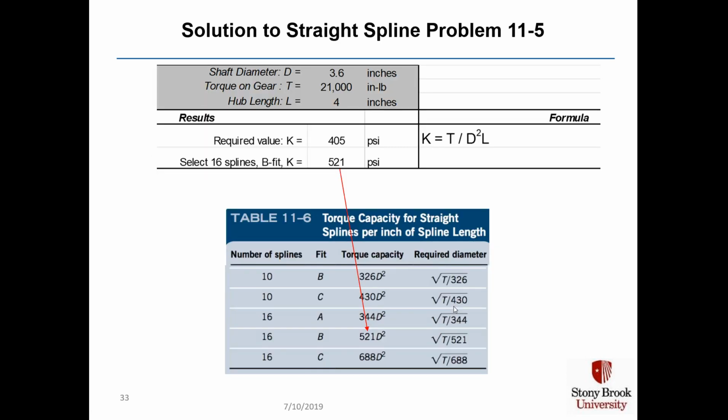That's what we're designing. We know the shaft diameter D is 3.6 inches. The torque on the gear T is 21,000 inch-pounds and the length is 4. The required value K is 405 because K equals T divided by D squared L. But there aren't any constants on this table 11-6 that are 405. We have a 344 and a 521. So you always pick the larger torque capacity because you want to make sure the spline's going to work. And then that says K equals 521. Select a B fit. And it's 16 splines, and that's our solution to the problem.